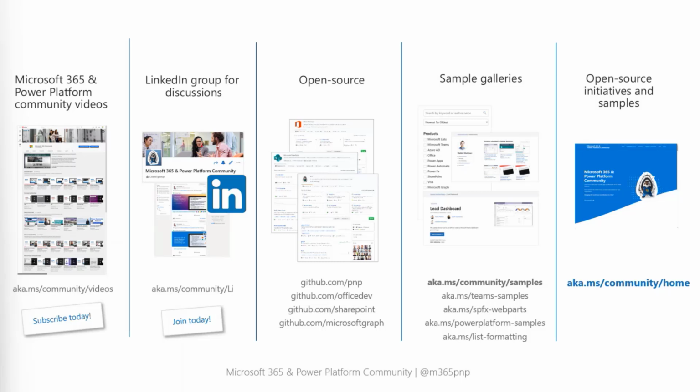All right, so all you got to do is remember one URL to rule them all: aka.ms/community/home. And that will give you access to all of the goodness that is available. We've just got a brand new site that is available, so we invite you all to go take a look.